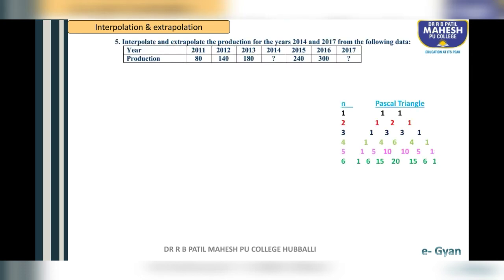See students, let us take one more, the last example, the binomial expansion method. I'll read out the question here. Interpolate and extrapolate the production for the years 2014 and 2017 from the following data. In this question, students, we have to interpolate and extrapolate for 2014 and 2017.